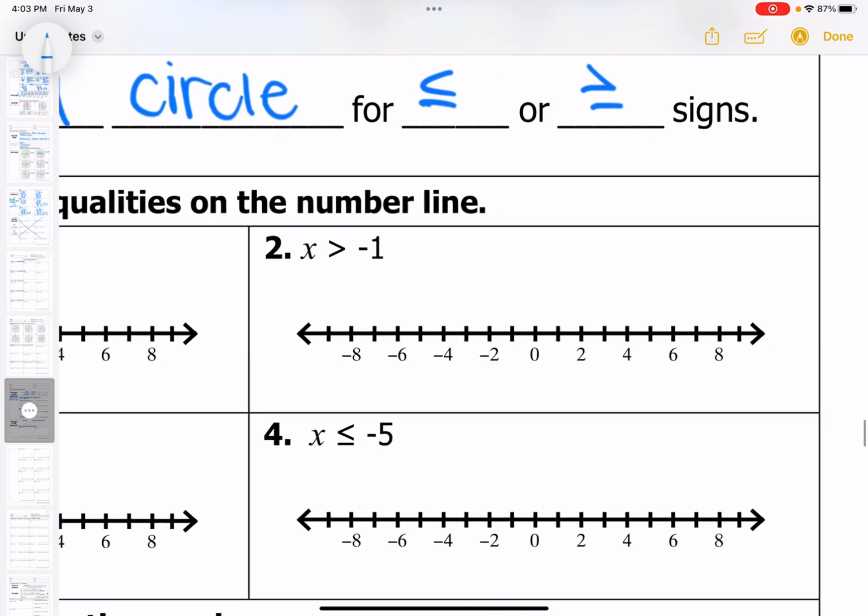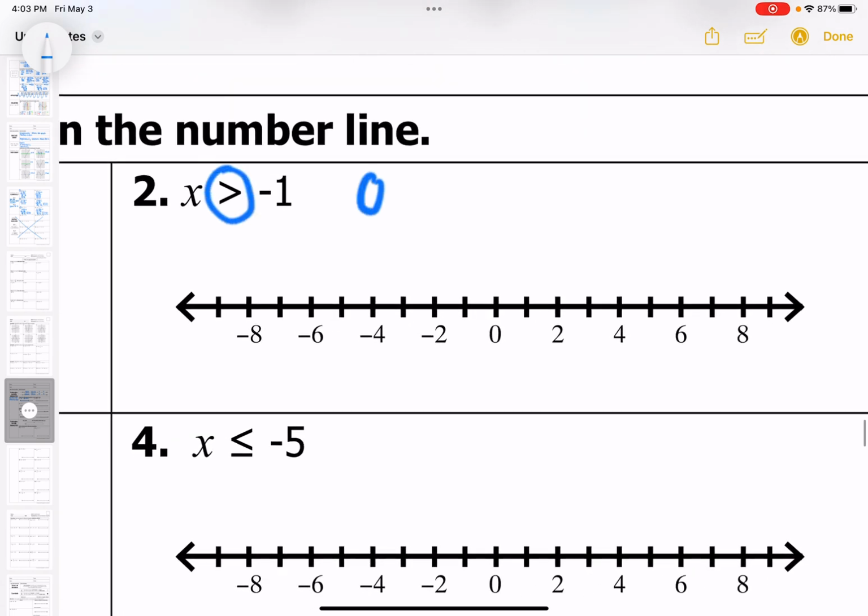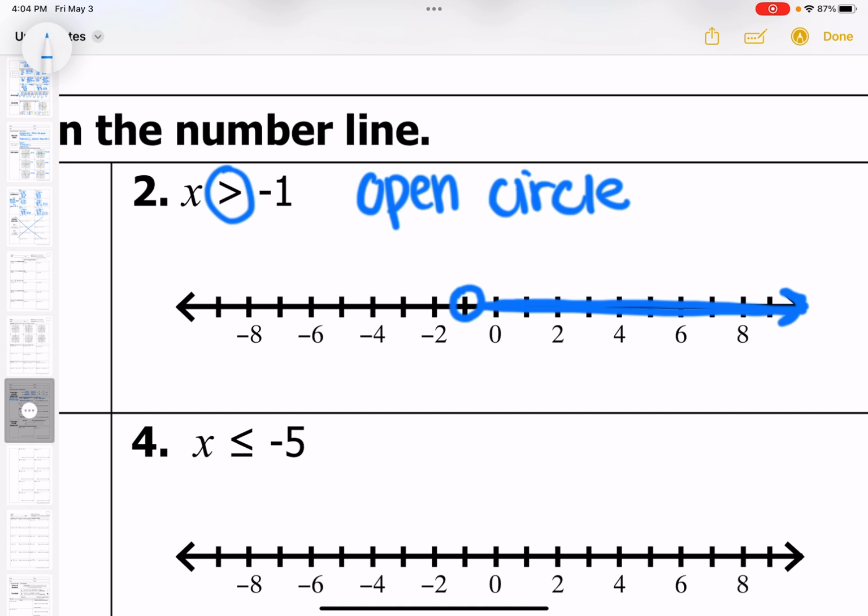All right, number 2, we have x is greater than negative 1. Since it's just greater than, I'm going to have an open circle. So I'm going to find negative 1 on my number line, which is going to be right here, and I'm going to put an open circle. And then since it's greater than, I'm going to shade to the right.